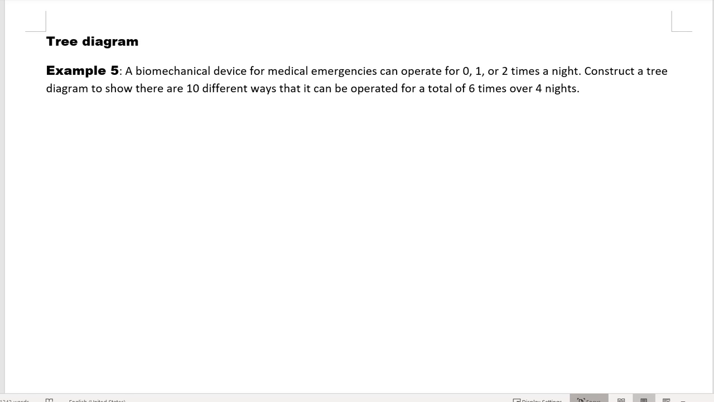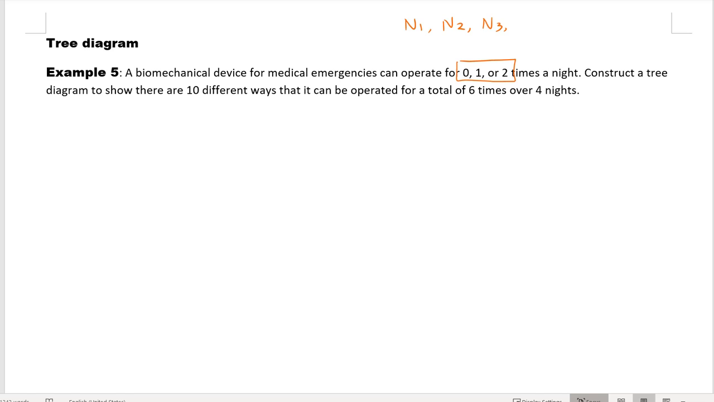So here, let's say each night it operates 0, 1, or 2 times. Let's say N1 is the number in the first night, N2 the number on the second night, N3 the number in the third night, and N4 the number on the fourth night. Okay, let's construct a tree diagram.